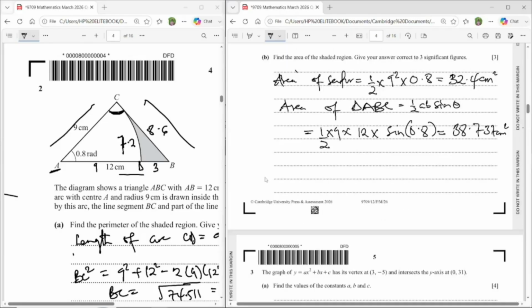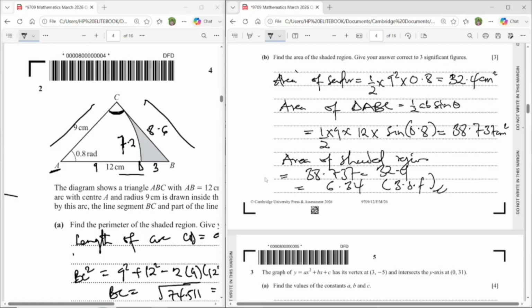Now for the area of the shaded region, we have the area of the triangle. So let me write area of shaded region. The area of the shaded region is the area of the triangle, which is 38.737, minus the area of the sector, which was 32.4, and our final answer is 6.34, because we have to leave it to three significant figures, and that's the answer.